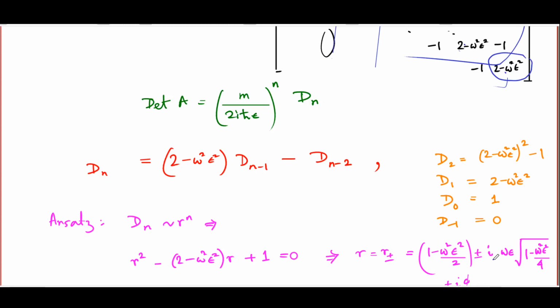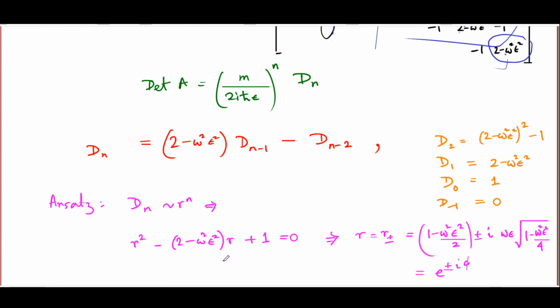But it's also very easy to see that in this case, for this equation, the product of the roots is plus 1. And it's also very easy to see that the roots have to be complex because the discriminant would be negative. So, you will have complex roots whose product is plus 1 and whose sum is 2 minus omega square epsilon square. So, its sum is real. That means the two roots obviously have to be complex conjugates of each other. And we can write them as e to the plus minus i phi.